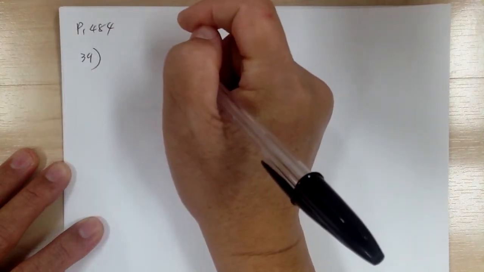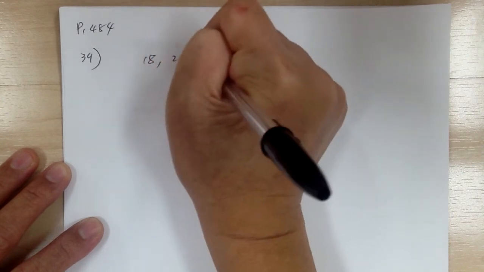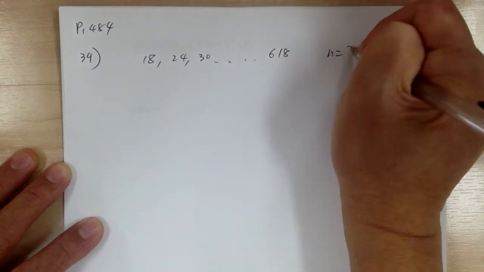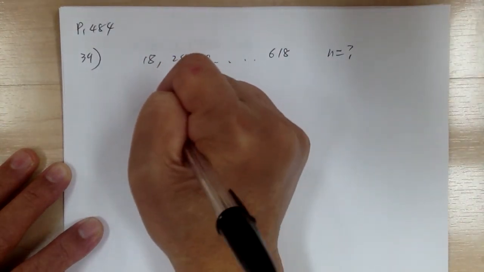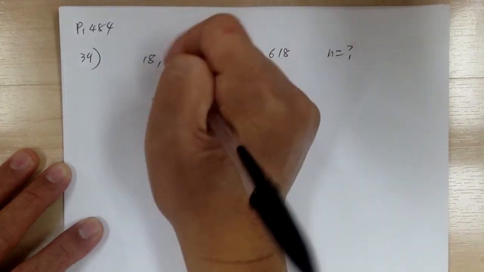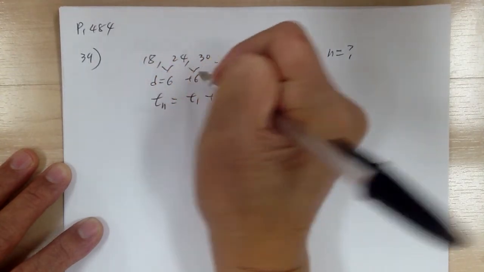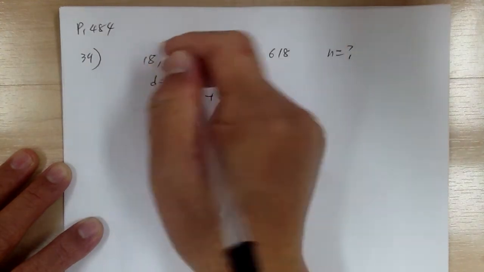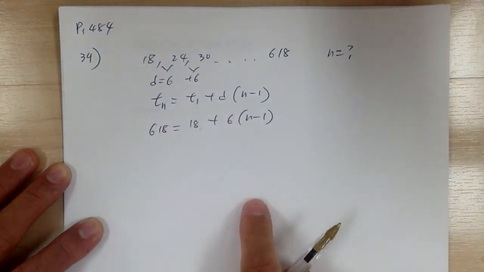Okay, it says how many terms are in the sequence? You got 18, 24, 30, dot, dot, dot, 618. So again, looking for n. Okay, so how many numbers are in it? Okay, so you write down the formula. So T of n equal to T1 plus d times n minus 1. So from here, the d is equal to 6. Okay, so 618 equal to 18 plus 6 times n minus 1.